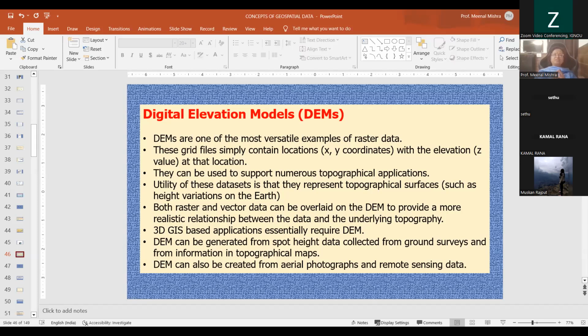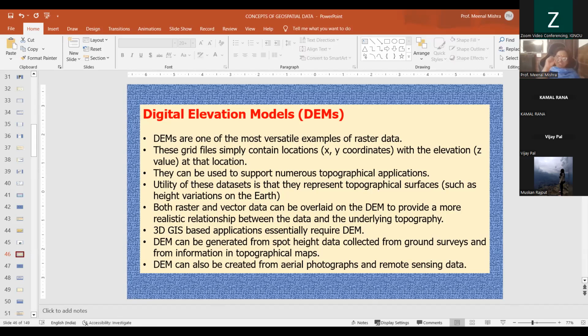See, DEM is the method of 3D representation of 2D, this digital model. So this is the 3D representation, and this is the most versatile example of raster data.